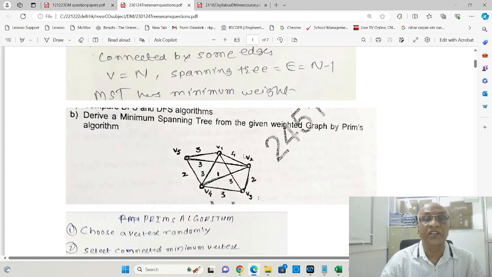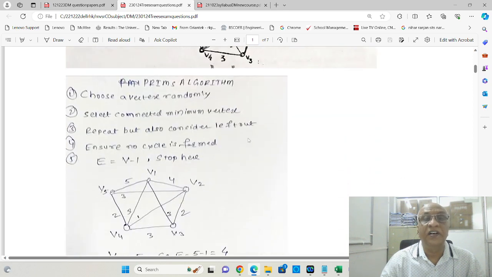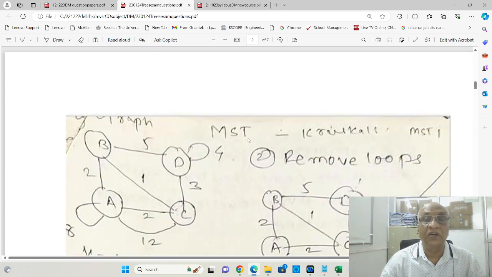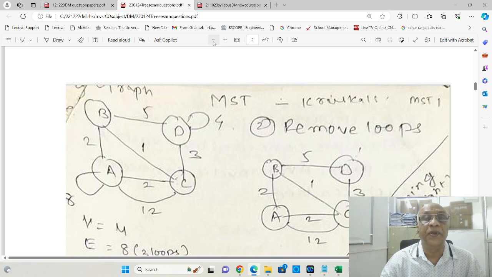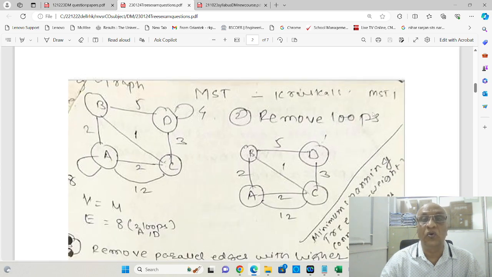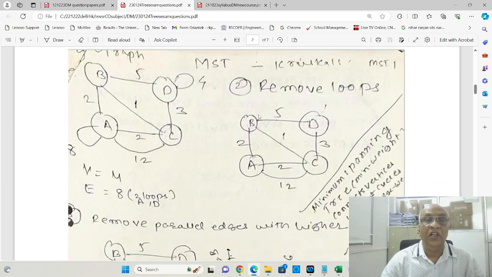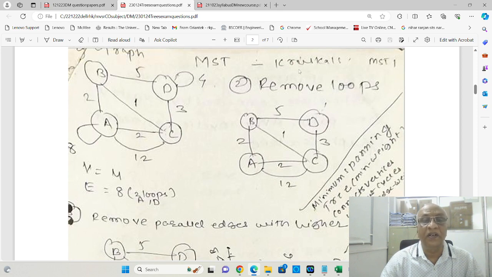Let us first see Kruskal's algorithm, then we'll go for Prim's algorithm. Basically, these are the two algorithms which are referred to. One is Kruskal's algorithm for finding the minimum spanning tree, and the other one is Prim's algorithm. We'll directly refer to the example to find the minimum spanning tree using Kruskal's algorithm for this graph.